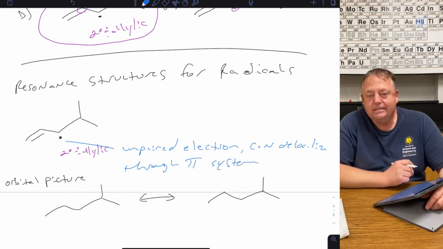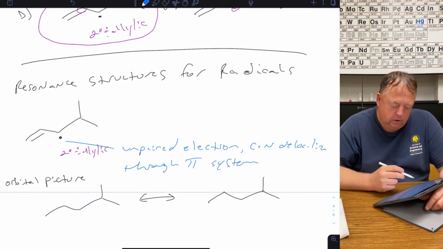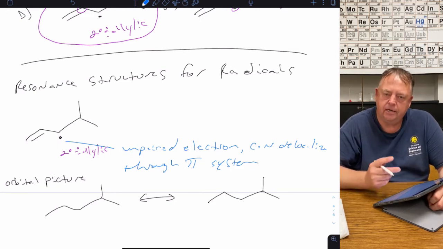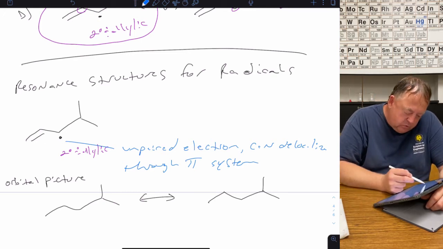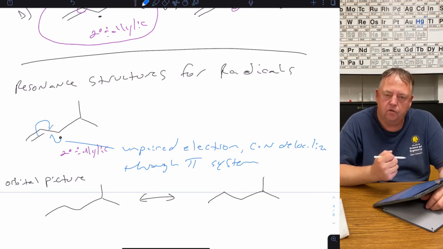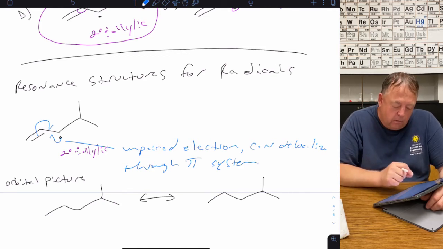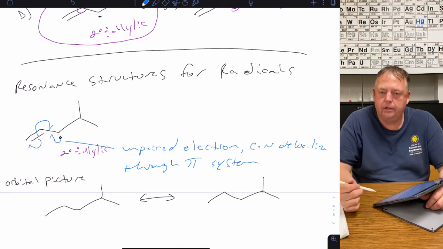So if you remember what resonance is, it's moving electrons through a pi system. So since it's in the allylic position, the radical is close enough in space to the double bond that it can delocalize through that double bond. So the way to illustrate this is we're going to take that and move it to make a double bond between the second and third carbon. And we're going to take one of those electrons in the double bond and move it over. So now our double bond is going to be between carbon 2 and carbon 3. And the other electron in the double bond we're going to leave behind on that carbon.